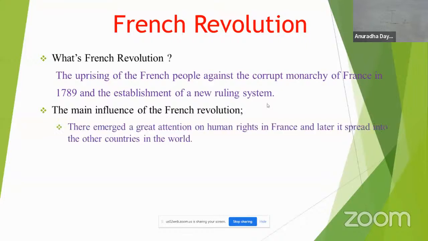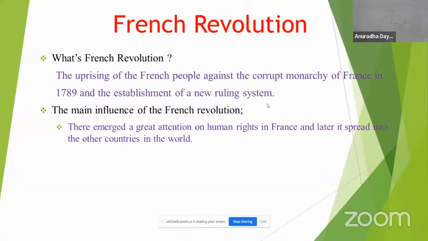There emerged a great attention on human rights in France, and later it spread into the other countries in the world. So now this is about human rights. This is a time that human rights were not included in the constitutions of the countries, and human rights were not considered. Human rights were not given much priority. So this is one of the major influences.